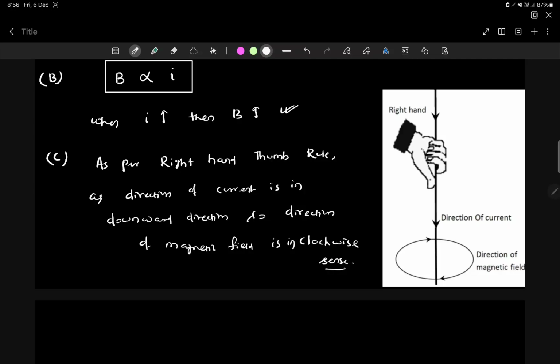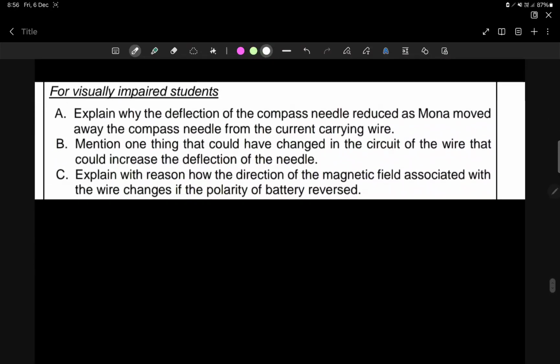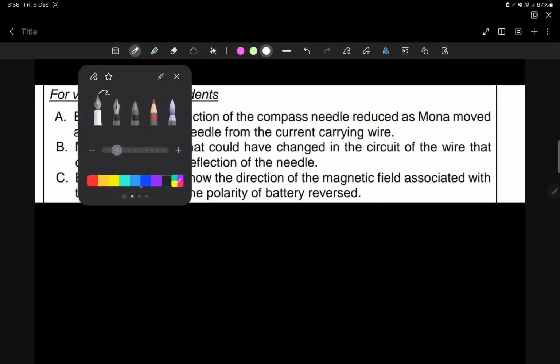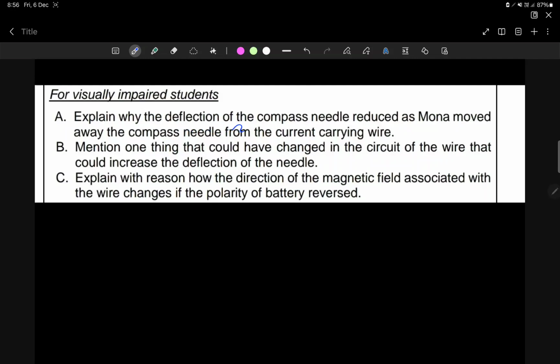Okay, yes. Next, there is a question for visually impaired students. In bit A, it is asking, explain why the deflection of compass needle reduced as Mona moved the compass needle away from the current carrying wire. Already we have explained in the previous question. Second bit is asking, mention one thing that could have changed in the circuit of the wire that could increase the deflection of the needle. We have to increase the current.